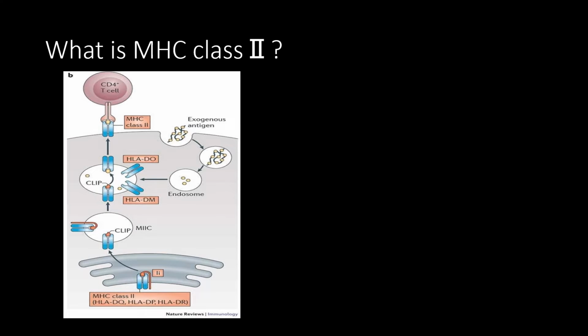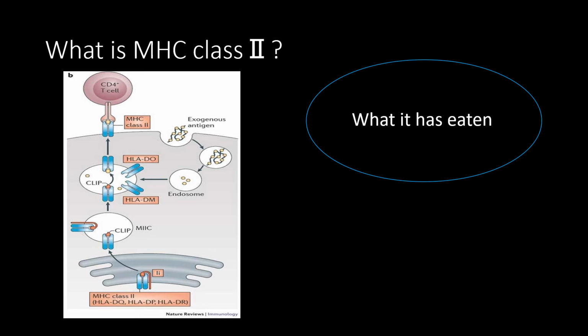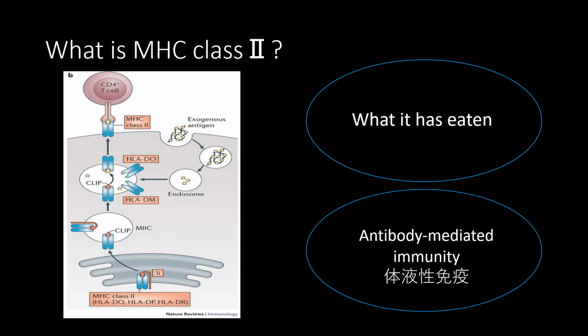On the other hand, Class 2 peptides are taken up by endocytosis. Antigenic substances made outside of the cells are broken down into peptides. Then it is presented to helper T cells, or CD4 plus T cells, together with MHC Class 2. In other words, it presents what it has eaten. For example, toxins and bacteria are presented by MHC Class 2. And also, they are working for antibody-mediated immunity.